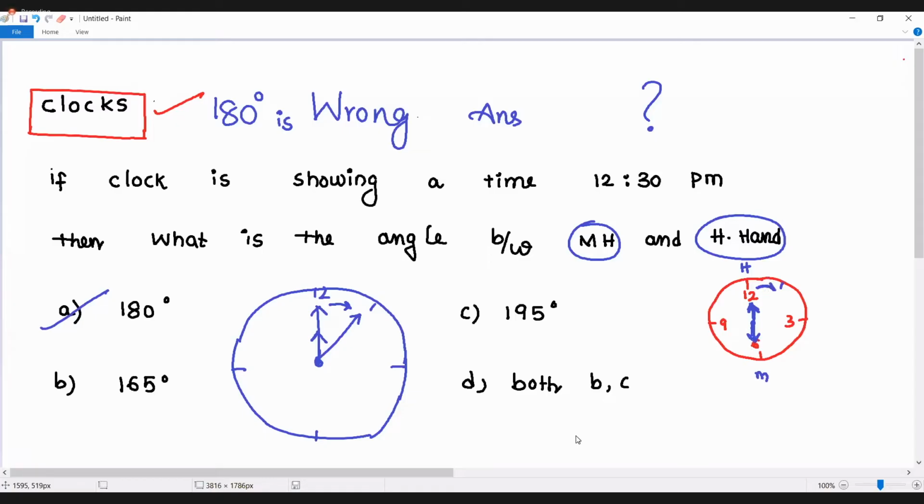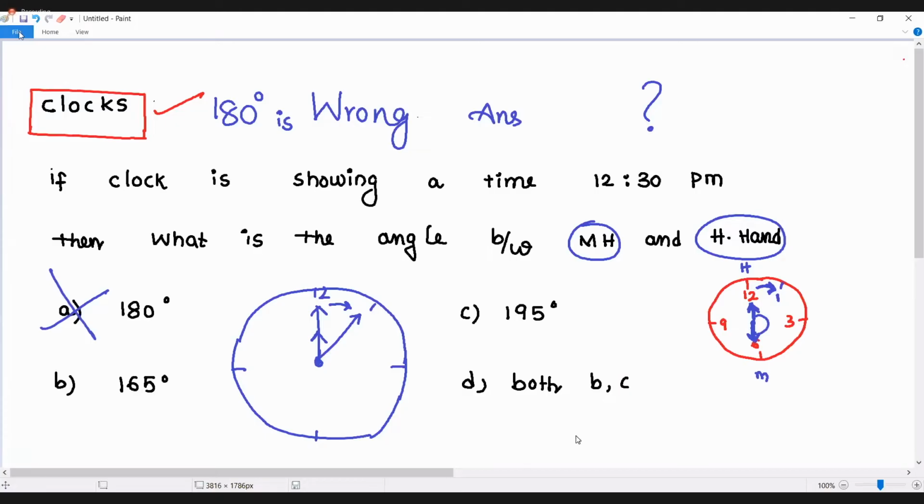The minutes hand will be pointing towards 6, and the hours hand will make a movement towards 1. We have to understand how much movement it is going to make towards 1. That will give the answer choice for you. That is the reason the answer is not 180 degrees: it is not a straight line. It will make some tilt. So what is that tilt? You have to know.